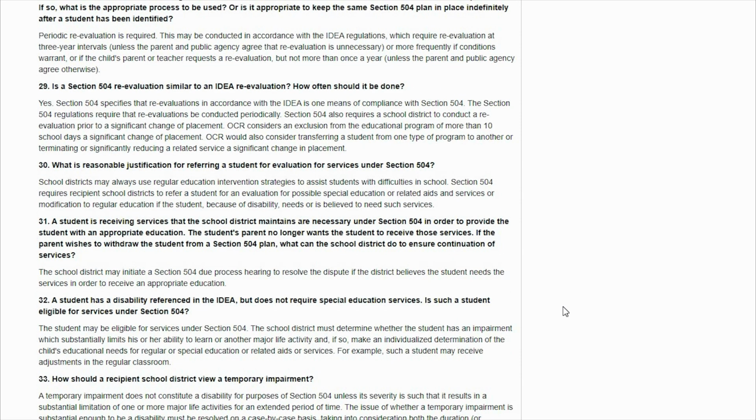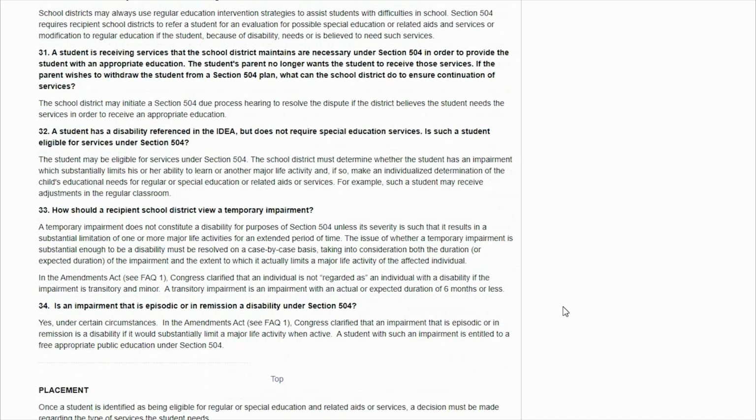They also talk about a student who has a disability referenced in the IDEA but does not require special education services. Is such a student eligible for services under Section 504? This student may be eligible for services under Section 504. The school district must determine whether the student has an impairment which substantially limits his or her ability to learn or other major life activity, and if so, make an individualized determination of the child's educational needs for regular or special education or related aids or services. For example, such a student may receive adjustments in the regular classroom. Okay.